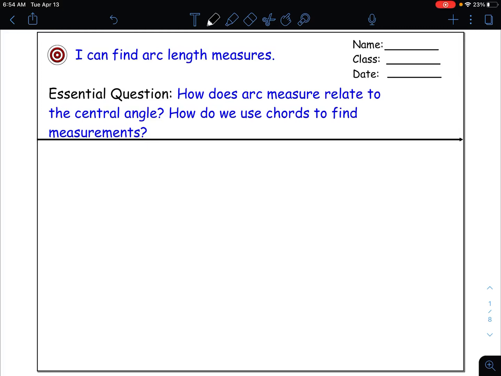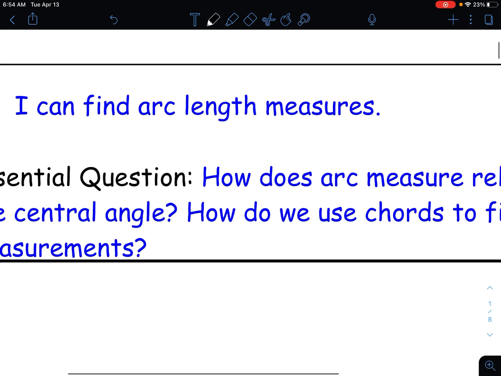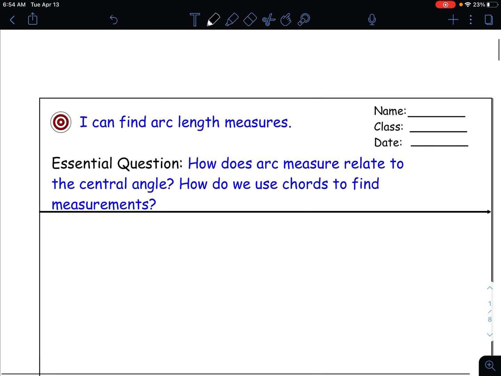Well, here we go. Second installment of circles here. Today we're going to talk about arc length measures in terms of degrees. We're not going to talk circumference, so to speak, the distance around a circle, but we're going to find out the degree measure of the arc. So here's what we need to do.